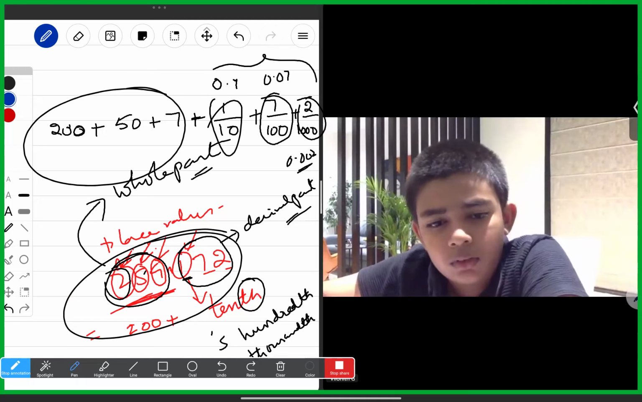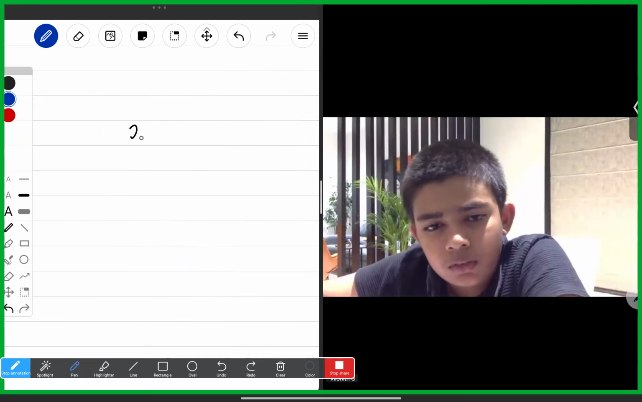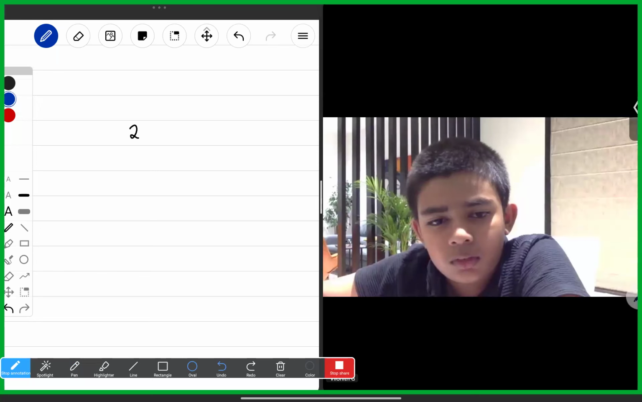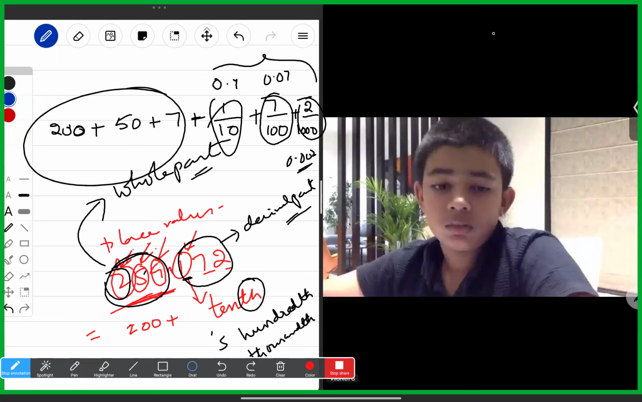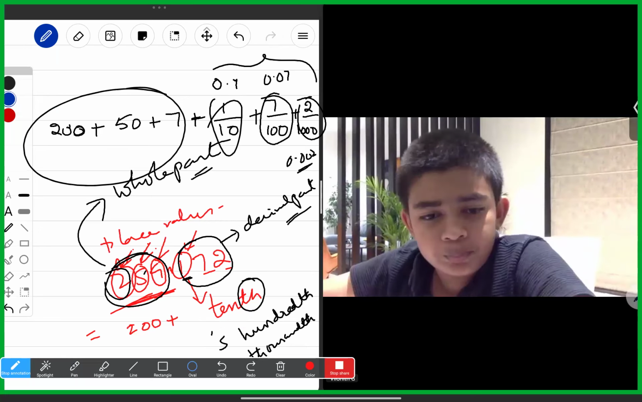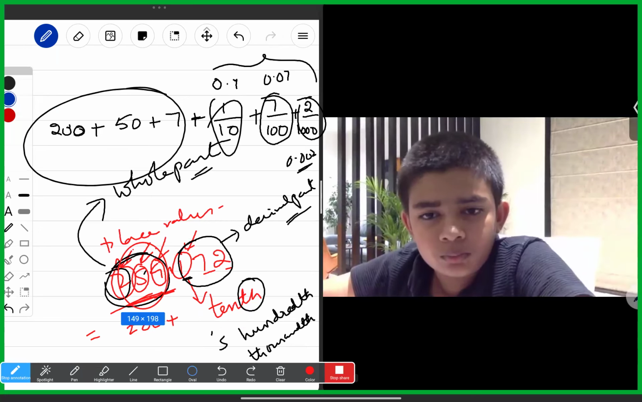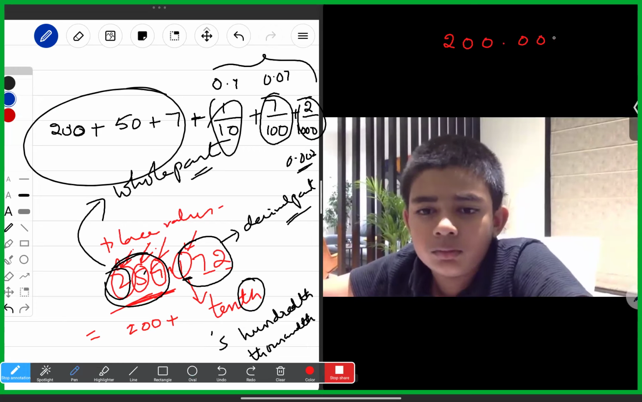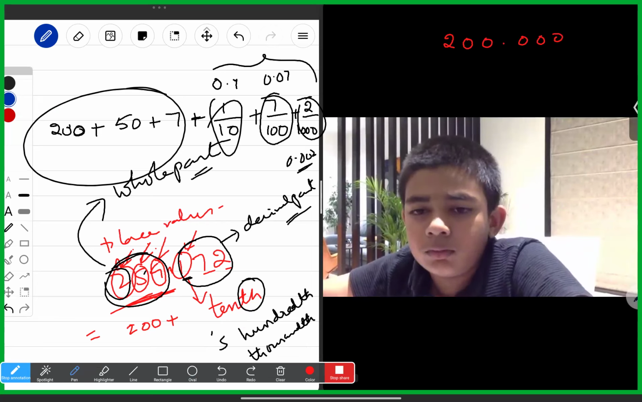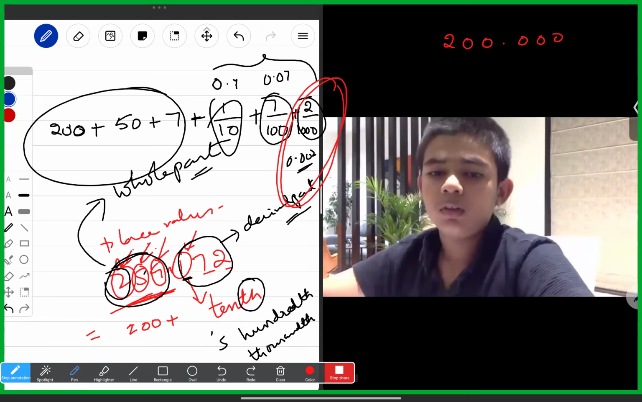So how to add these now? We have to write the whole part and decimal parts clearly. Suppose we are adding and getting the number 257.172, we have to add in this way below it. 200 is a whole part. Actually, 200 has no decimal, so you can keep some zeros. Why am I keeping 3 zeros? Because the highest number of decimal places is 3.